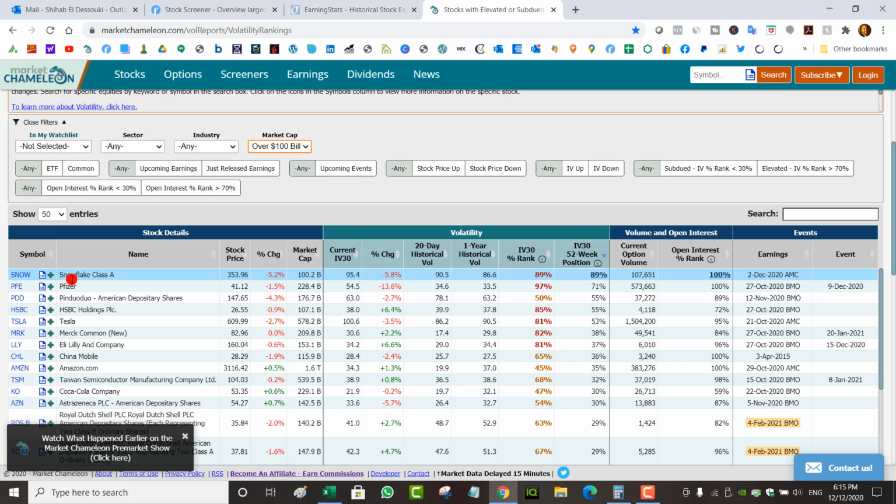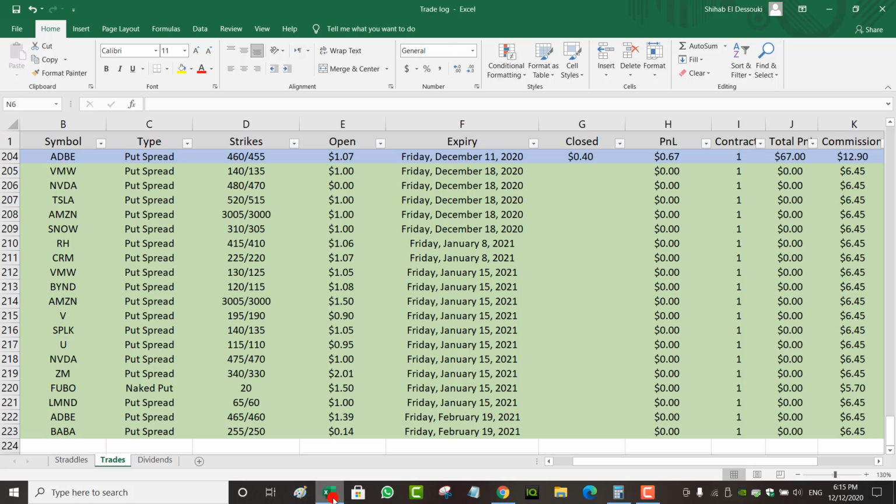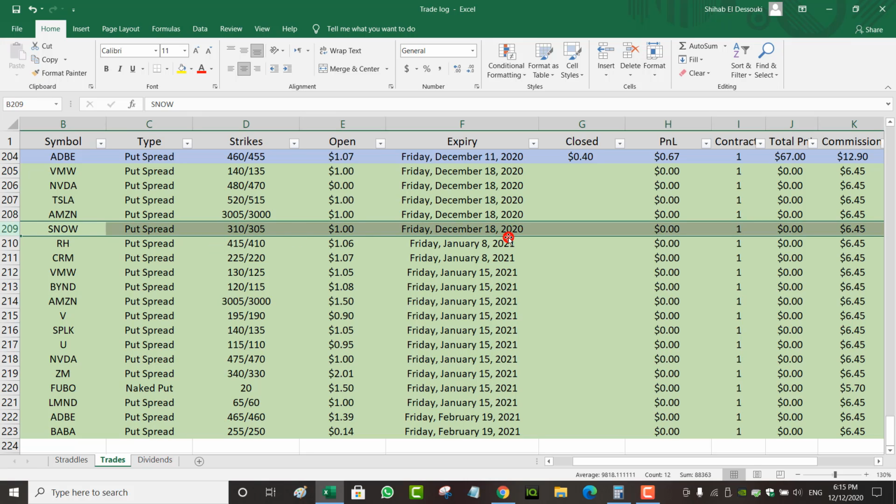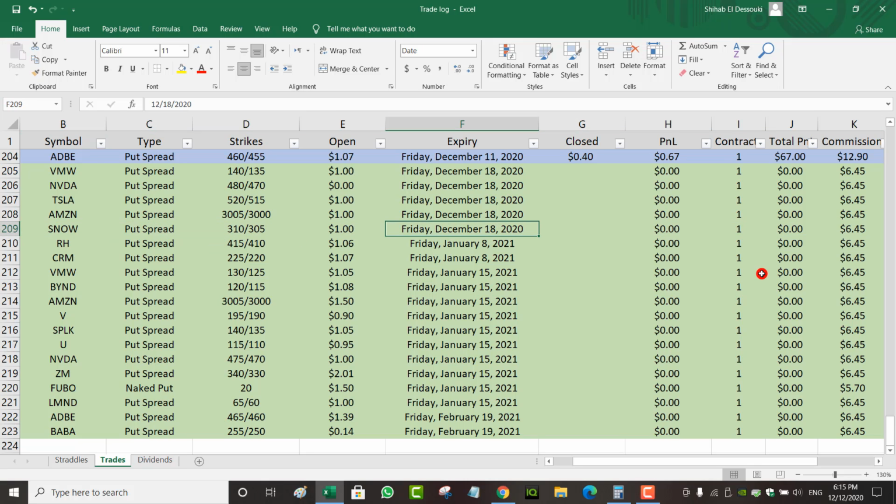You can see Snowflake has high IV, which is why I have a put spread on Snowflake right over here. 310, 305 for next week, for December 18. I was hesitant if I should go to January or next week. Decided to go December 18 because I've got a bunch of spreads for January, and it's just annoying to hold so long. A lot of things can happen while you're holding. Market has time to react and come down.